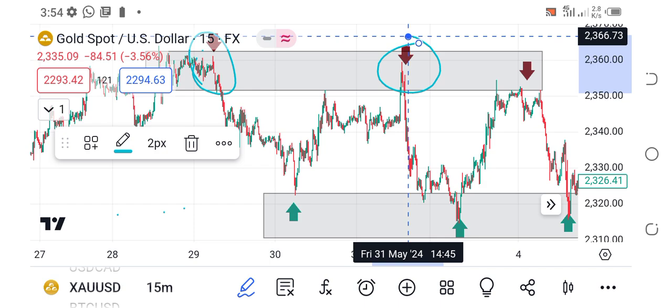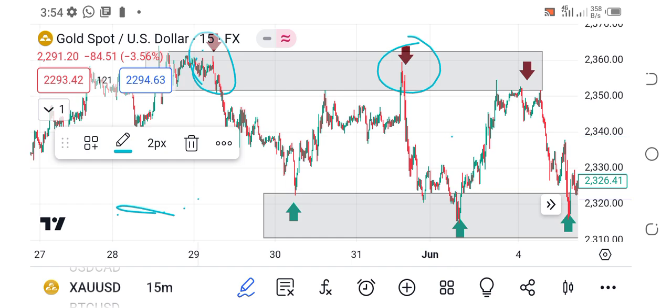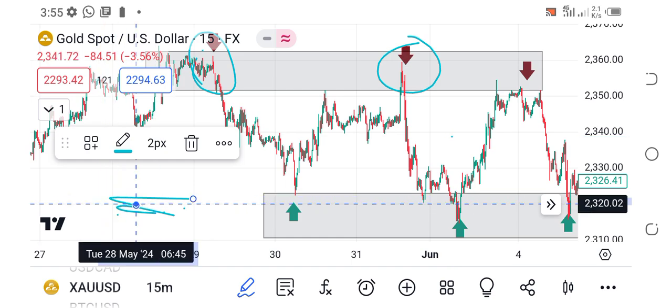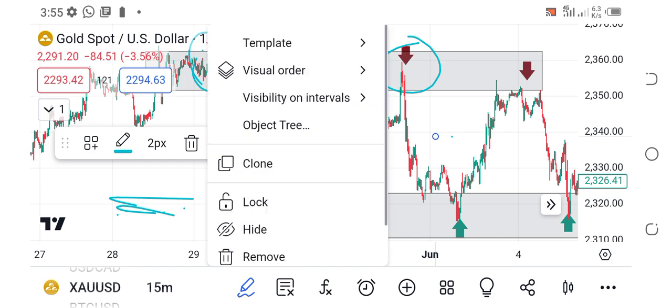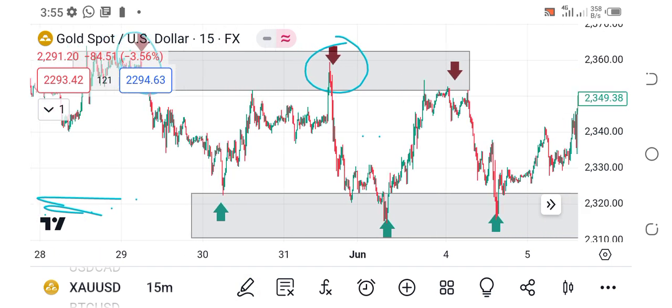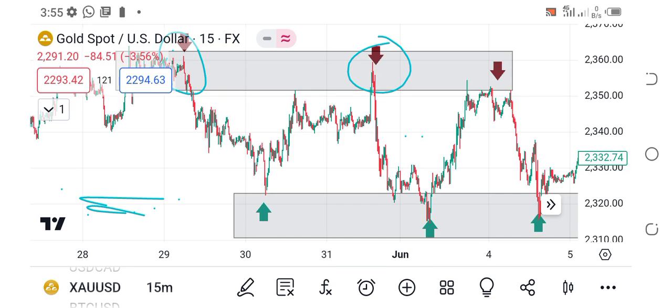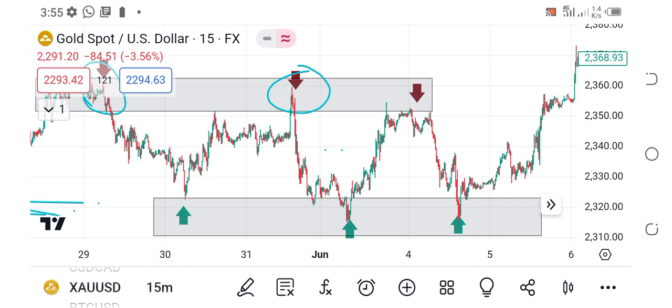So what am I going to do? If I want to trade, what am I going to do? Since price has touched this resistance level the first time, and it has touched it the second time also, I'm going to wait for price to touch this resistance level the third time. At the point where it touches it the third time, that is when I'm going to be selling.